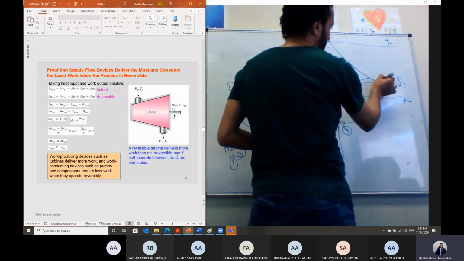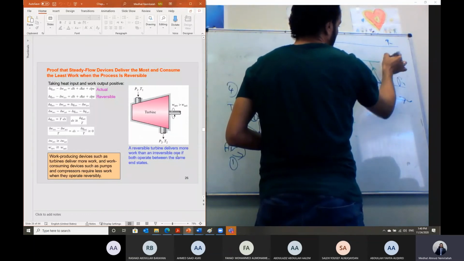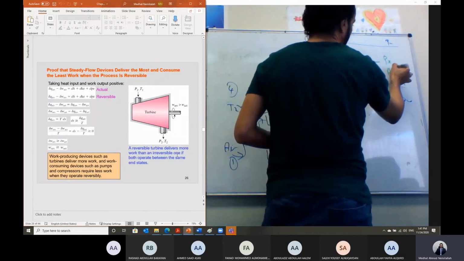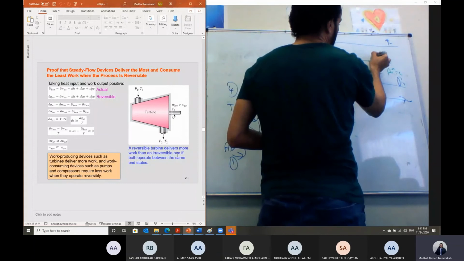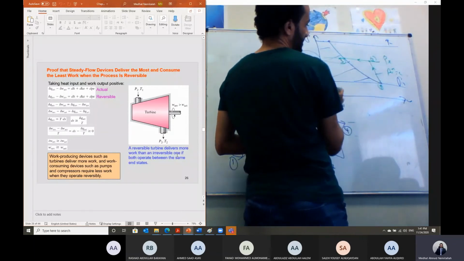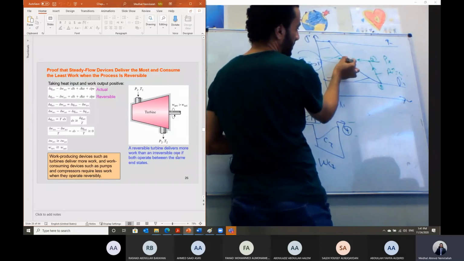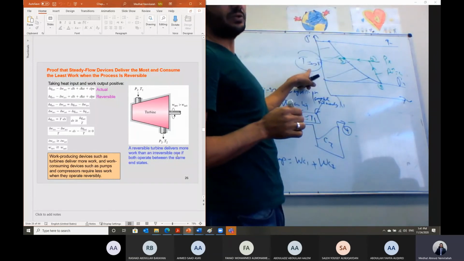But we can do the process polytropic to an intermediate pressure Px, PV to the power n is constant, from 1 to 2, and then from 2 to 3 at the same pressure Px, we can intercool until we reach the same temperature. This line is representing constant temperature.